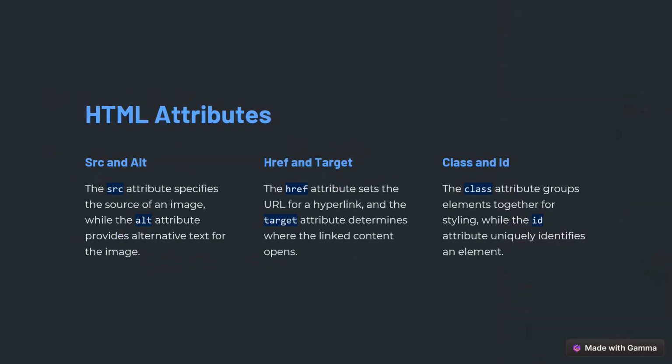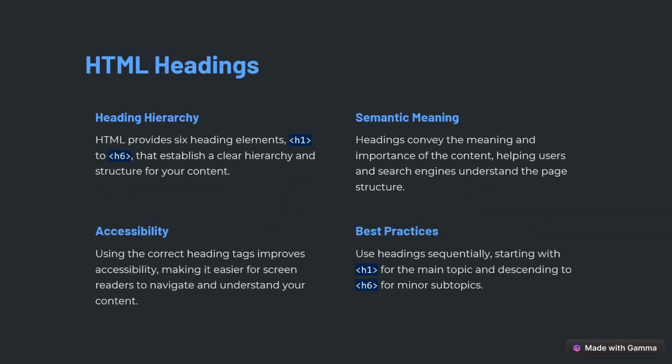HTML attributes: src and alt. The src attribute specifies the source of an image or any data, and the alt attribute provides an alternative text for the source. The href attribute sets the URL for a hyperlink, and the target attribute determines where the linked content opens. Class and ID: the class attribute groups elements together for styling, whereas the ID attribute uniquely identifies an element.